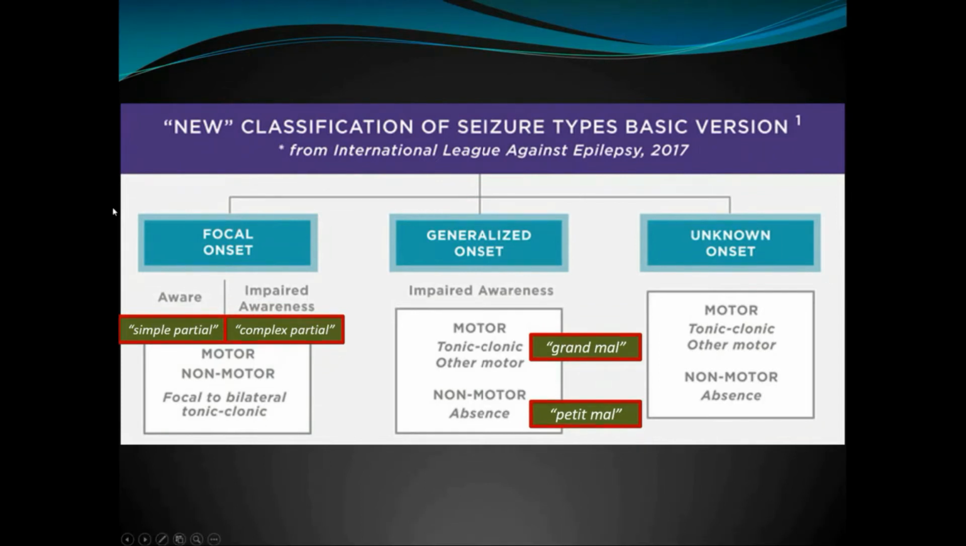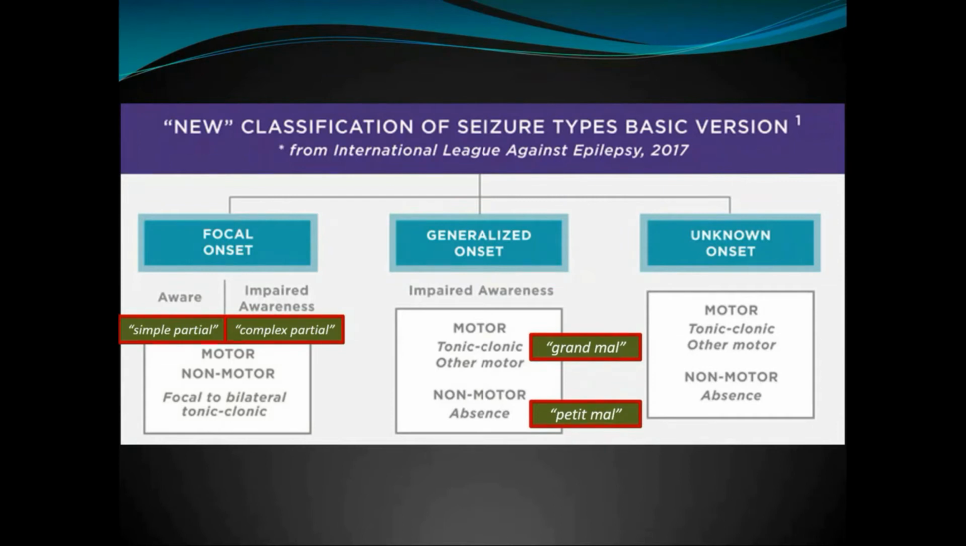And you'll see here that I put a couple of terms in red boxes, which are some of the older terms. So under the umbrella of focal onset seizures, focal onset aware seizures used to be called simple partial seizures, whereas focal onset impaired awareness seizures were called complex partial seizures, okay?